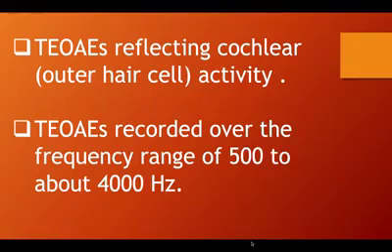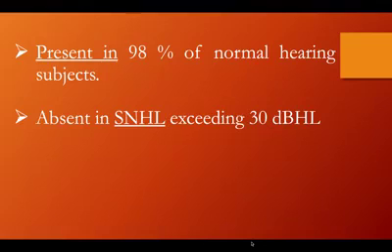Transient evoked otoacoustic emissions reflect cochlear outer hair cell activity. They are recorded over a frequency range of 500 Hz to 4 kHz. The transient evoked otoacoustic emission is present in 98% of normal hearing subjects and absent in sensory hearing loss exceeding 30 decibel HL.